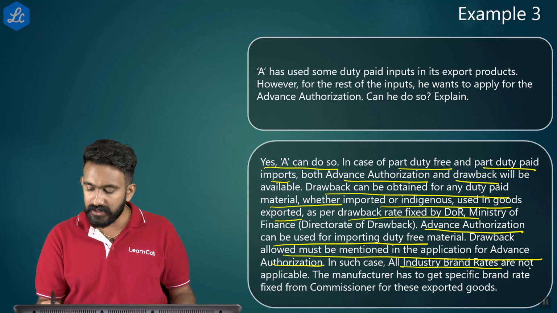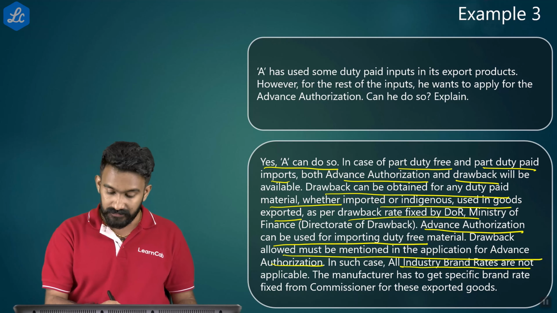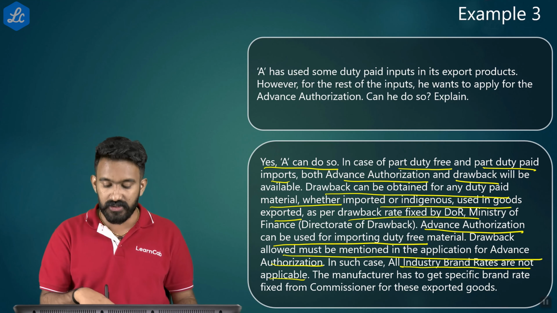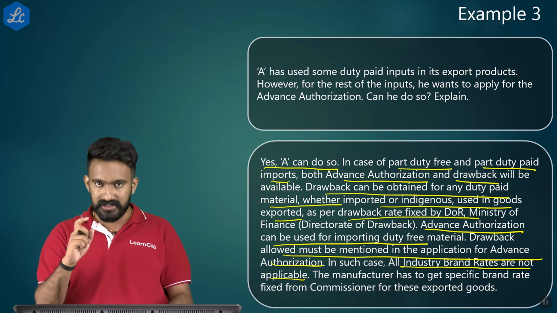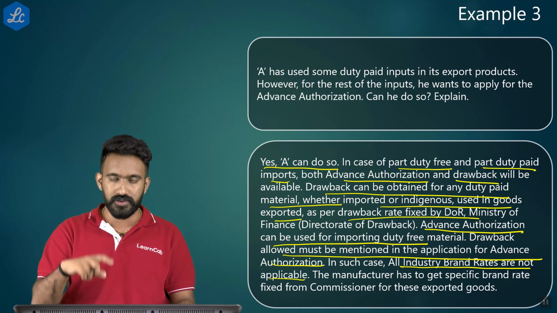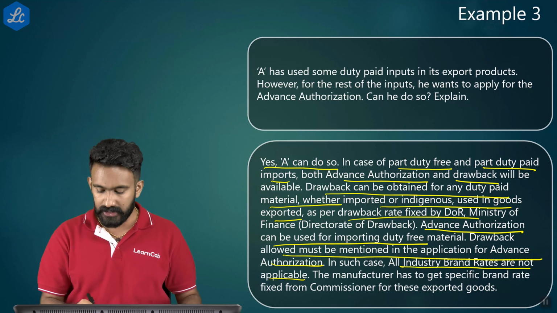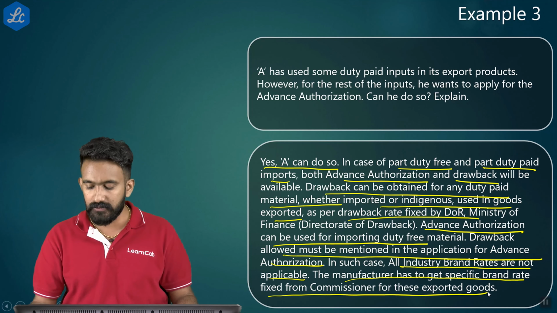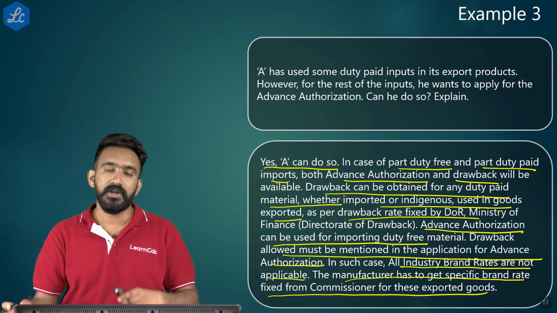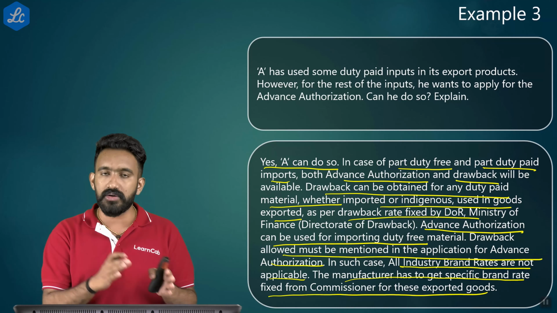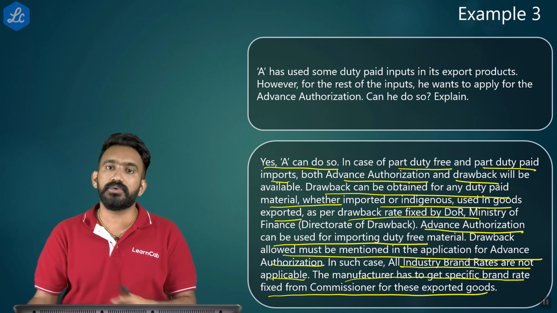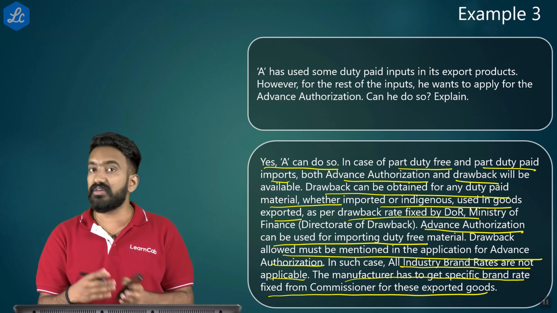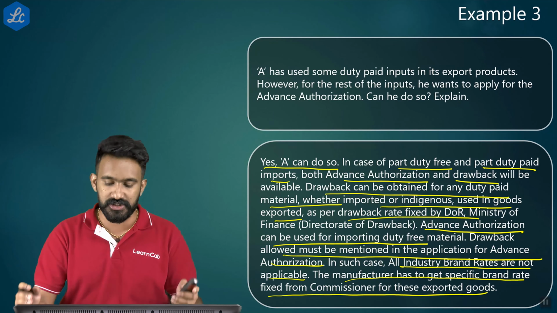In such case, all industry brand rates are not applicable. There is a special rate that will be given in such cases where you are having both advance authorization and duty drawback. So manufacturer has to get specific brand rate fixed from commissioner for these kind of exported products. So I can have inputs, some gone for an advance authorization, some inputs that can be gone for a duty drawback. That is possible.